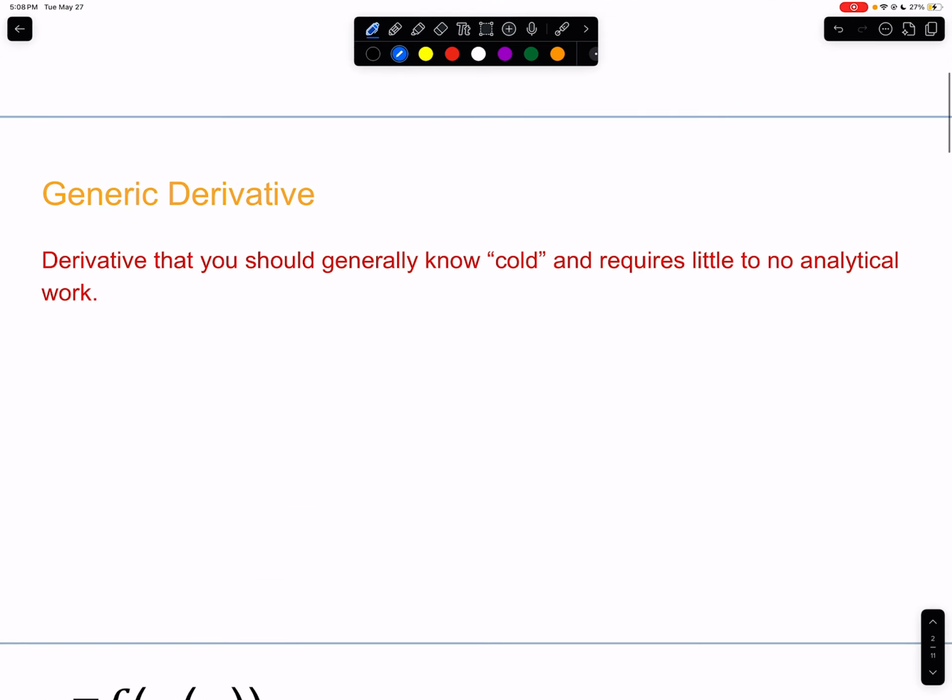So don't really overthink a generic derivative. It's really just a derivative that you should know off the bat, you should know cold, and requires little to no analytic work. So the generic derivative sheet that you received, some of the problems in that sheet are not really generic, but I wouldn't ignore them because they could show up on other parts of your exam. So just FYI, the problems that I am going to go over today are actual generic derivatives fully. Okay, these are derivatives that fall under the branch of generic, in my opinion.